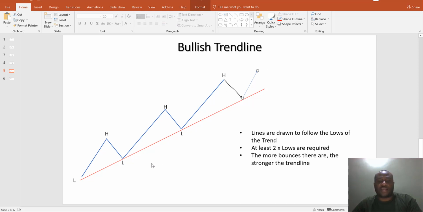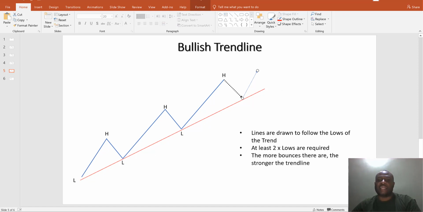And so how do you draw trend lines? When we draw trend lines, the trend lines help us to spot areas where that reversal can happen. You see that reversal there, where that reversal can actually happen. That is why we draw trend lines. And how do you draw them? If it's a bullish trend line, the lines are drawn to follow the lows. Bear that in mind: for bullish trend lines, the lines are drawn to follow the lows.